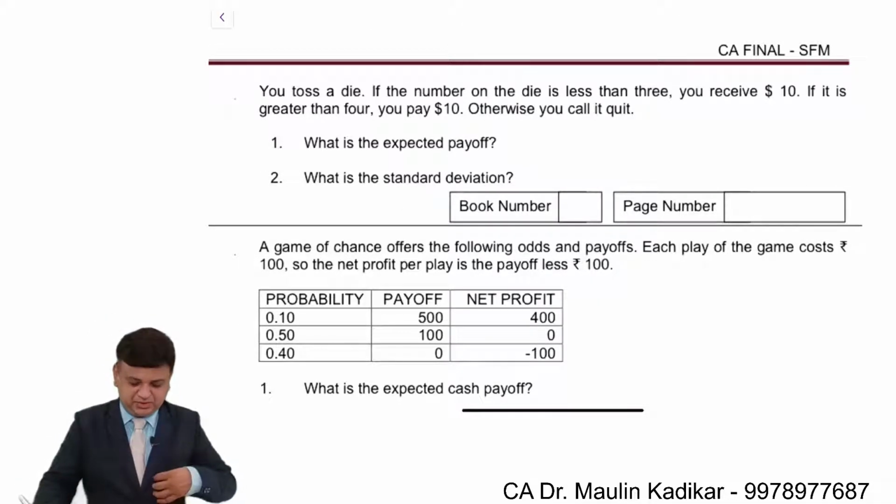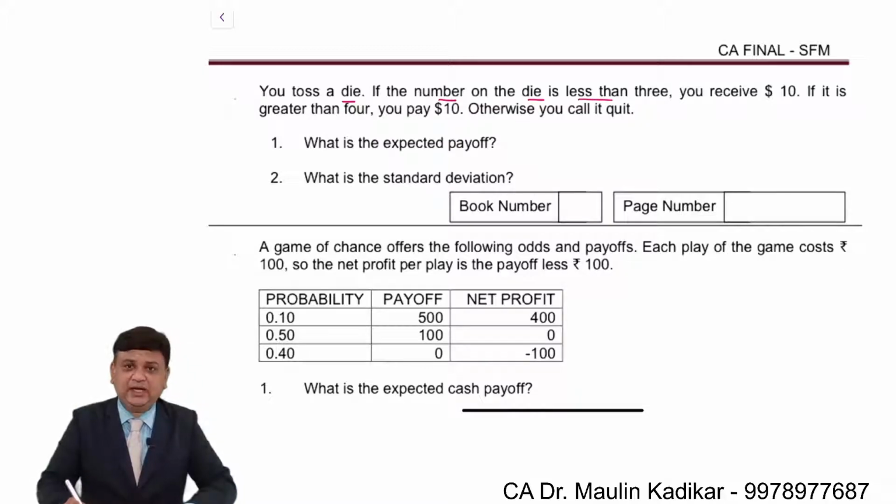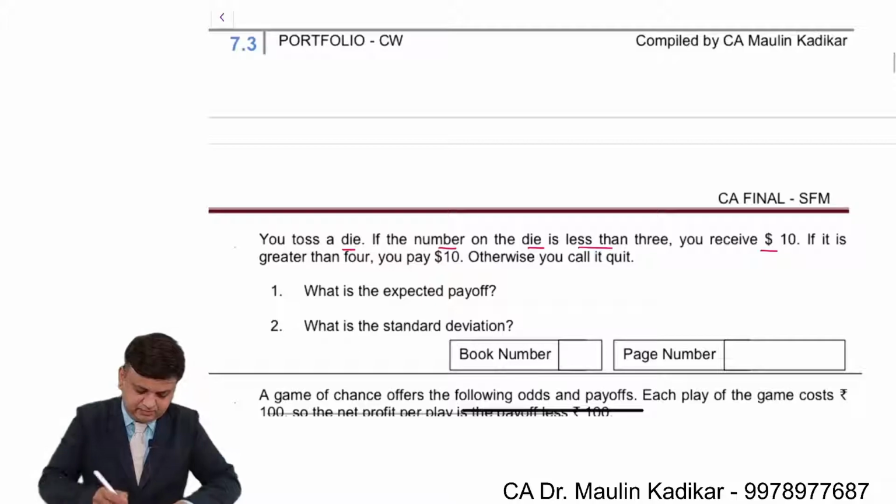Let us see the next question. You toss a die. If the number on the die is less than 3, it means that it will be either 1 or 2, you receive $10. So if it is either 1 or 2, you receive $10.